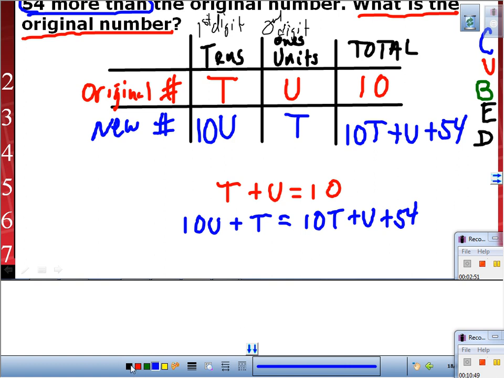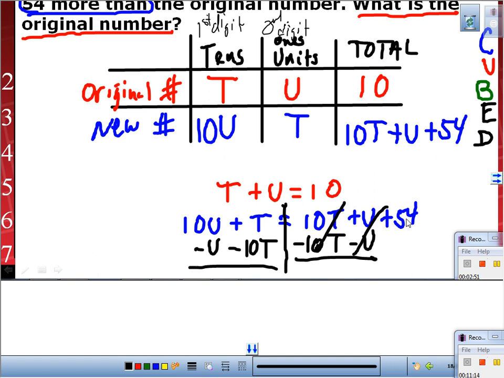All right. However, look at the second equation. We have variables on both sides of the equation. Can we get them all on the same side? So what do I do here? You subtract 10T and subtract U. So let's align it over here. Subtract U, subtract 10T. We're left with 54 on this side equals 9U and negative 9T. And then you divide by 9.